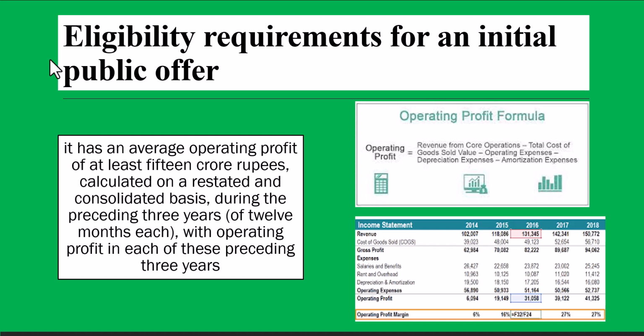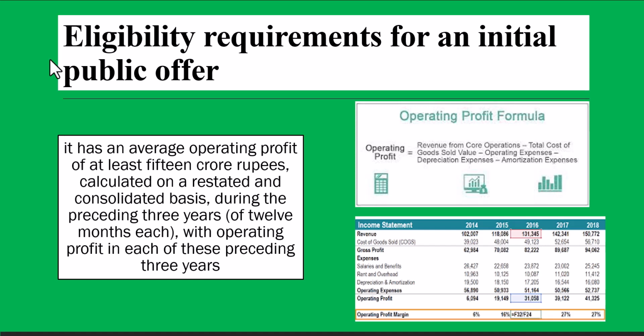Okay, with operating profit in each of these preceding 3 years. So that means the average should be more than 15 crores, and in each year the company should be profitable. Now on your right hand screen you can find that the operating profit of the company is basically the revenue minus all the cost, including depreciation.